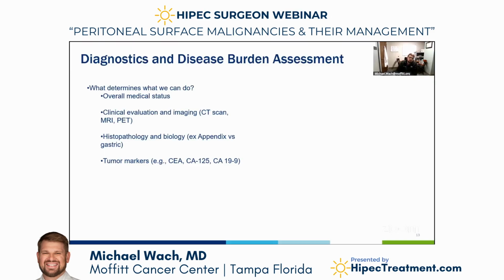We then do evaluation with imaging, either a CT scan or an MRI, sometimes a PET, and take a look at how much disease we can see on those images. A lot of this is also determined by the biology of the tumor. An appendix cancer in the peritoneum behaves much differently than a gastric cancer in the peritoneum. Appendix cancer, we can talk about cure and many, many years of survival, whereas gastric cancer can be very aggressive and we can talk about only months of survival.